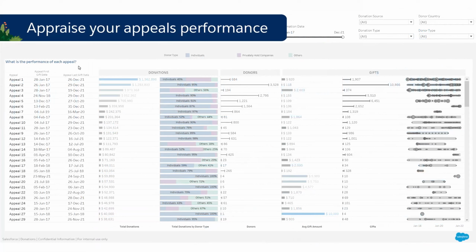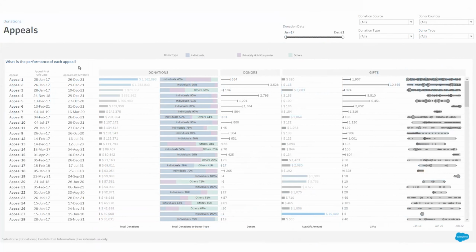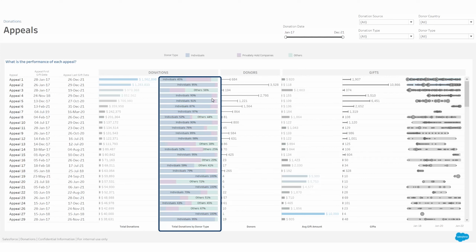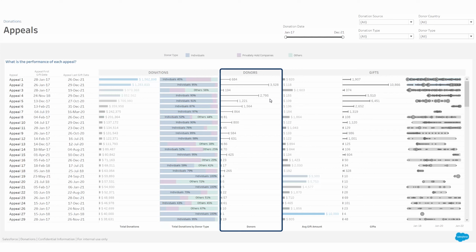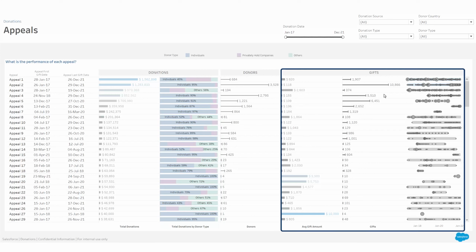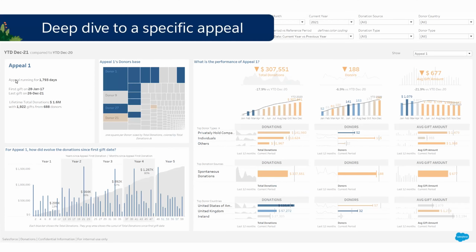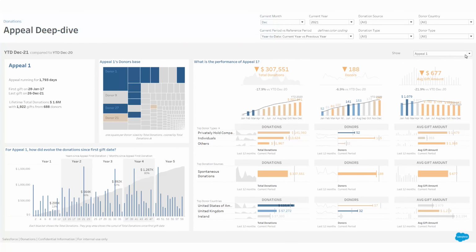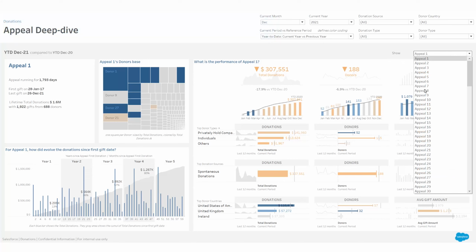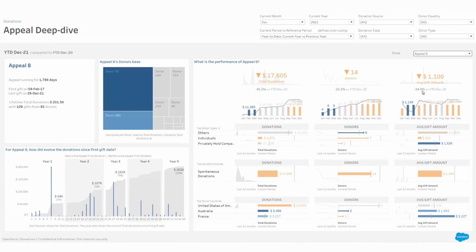Let's now review the performance of your appeals. For each appeal, assess the total amount of donations raised with top contributor types, the number of donors who contributed, and the number of gifts. You can of course deep dive into a specific appeal and get all the information that you need to understand its performance.